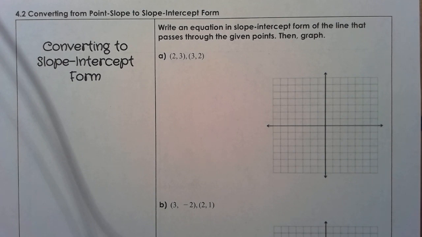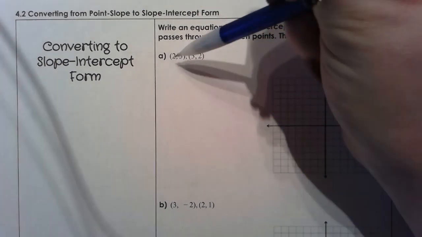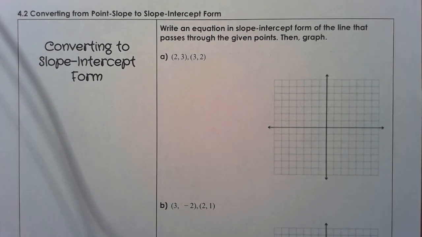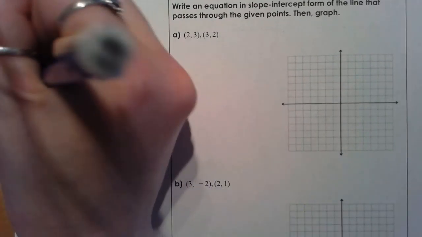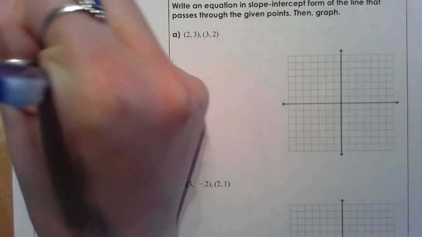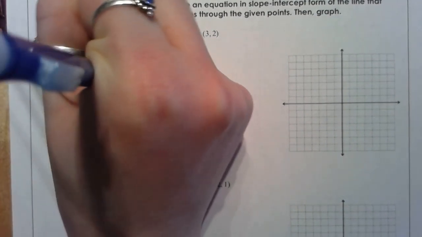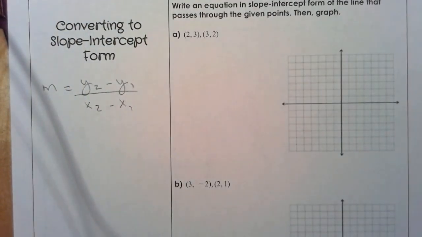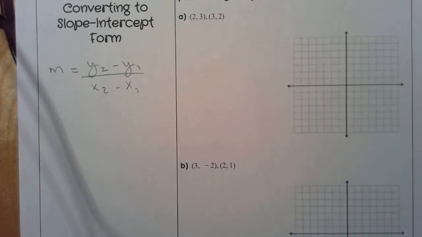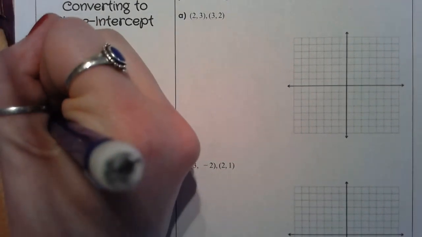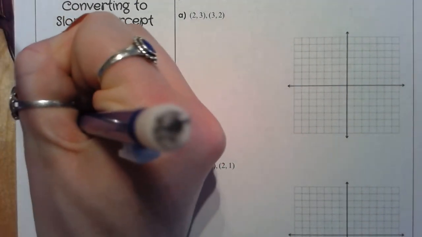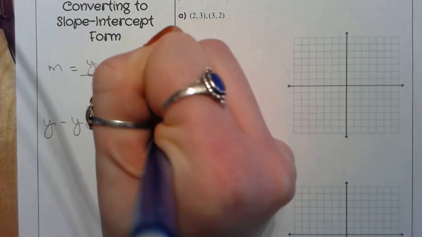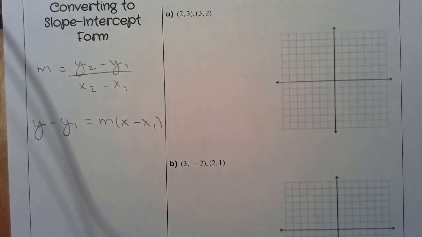Okay, so here we're given 2 points, and so right off the bat, I know that I need to find my slope. So I'm going to write my slope formula over here. m equals y2 minus y1 over x2 minus x1. And I also know that I'm going to need my point slope formula, so I'm going to write that as well. y minus y1 equals m times x minus x1.